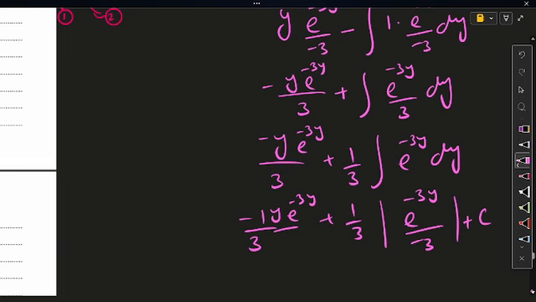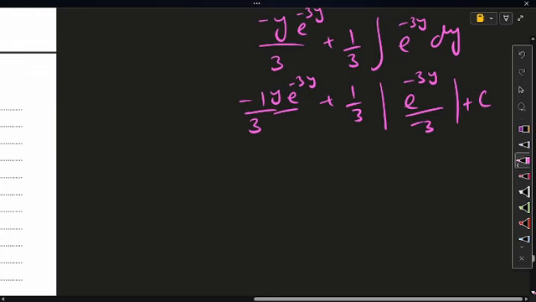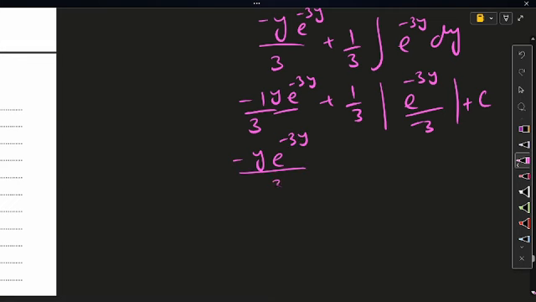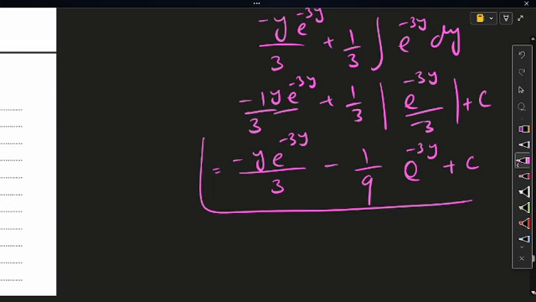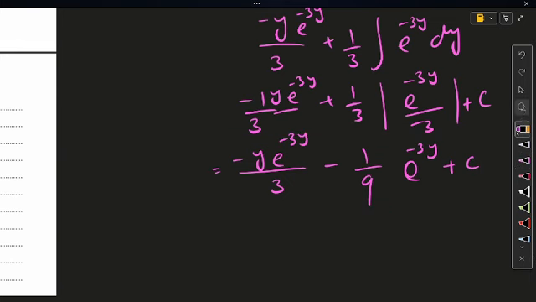So you are able to get the value of c now. Let me write it in a specific form at the end. That becomes minus y e raised to the power minus 3y by 3 minus 1 by 9 e raised to the power minus 3y plus some constant of integration c. That is the answer for the by parts part for the other function, that is y times e raised to the power minus 3y. Let me crop it.